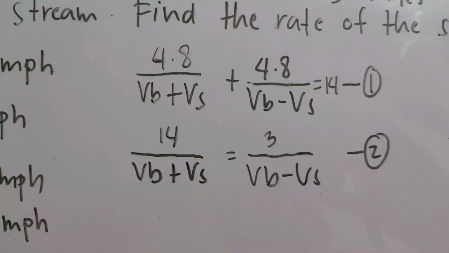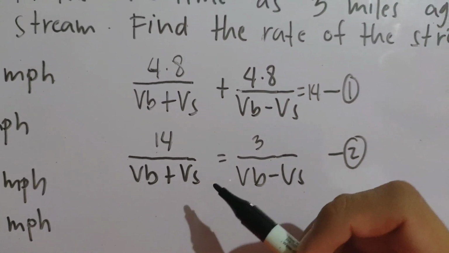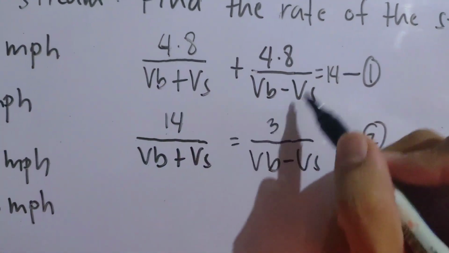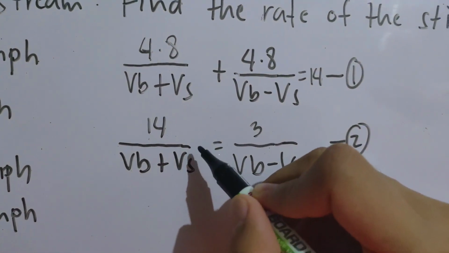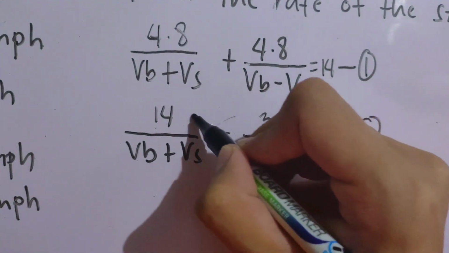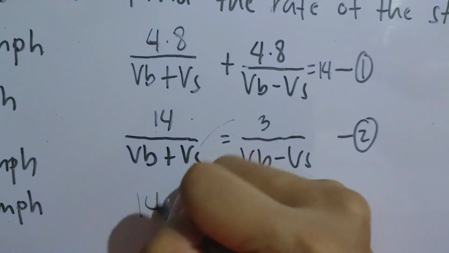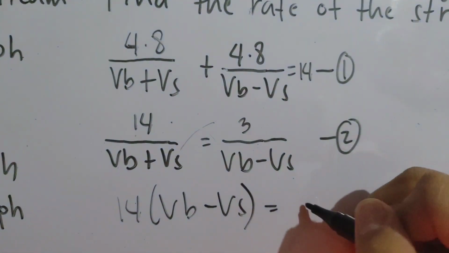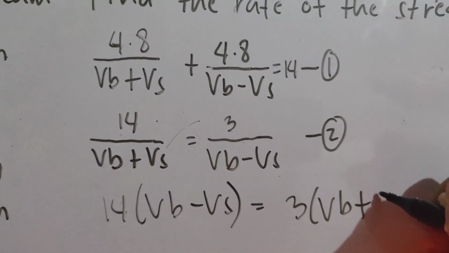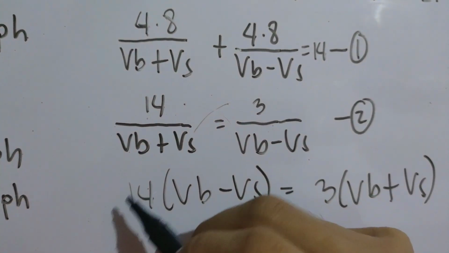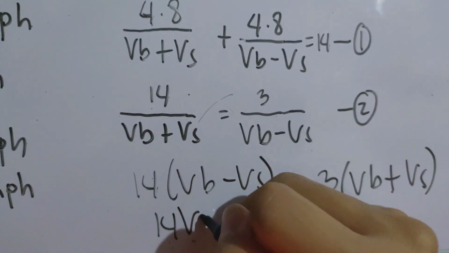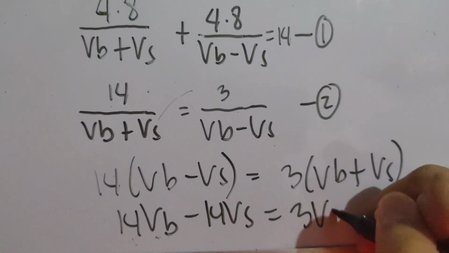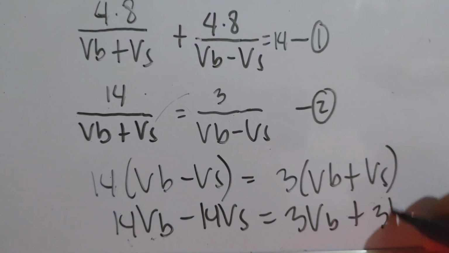I-simplify lang natin itong mga equations. So, ito yung dalawang equations natin. Una, i-simplify muna natin yung equation number 2, kasi mas simple to compared dito. So, mag-cross multiply tayo. Ito, multiply natin doon. Tapos, ito naman, multiply natin doon. So, ito magiging 14 times VB minus VS is equal to 3 times VB plus VS. So, i-multiply natin ito sa loob, magiging 14 VB minus 14 VS is equal to 3 VB plus 3 VS.